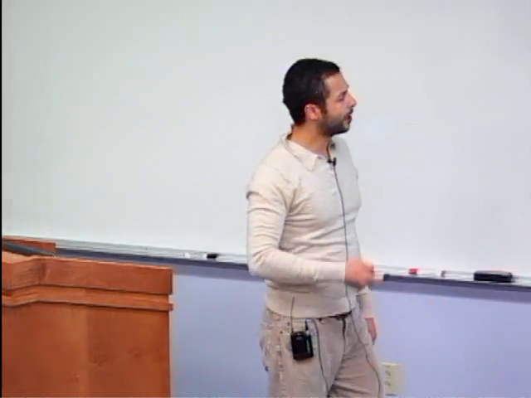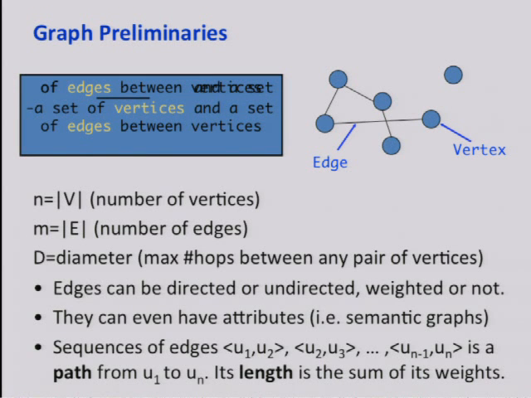So what's a graph, simply? A graph is a set of edges and a set of vertices, essentially. And edges really connect the vertices. This is just to remind you of some of the shorthands I'm going to use during the class. I use N to denote the number of vertices and M to denote the number of edges. The capital D will be the diameter of the graph, which is really the maximum number of hops in between any pairs of vertices.